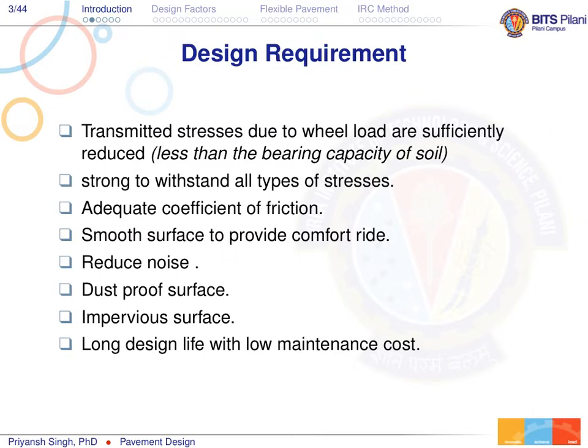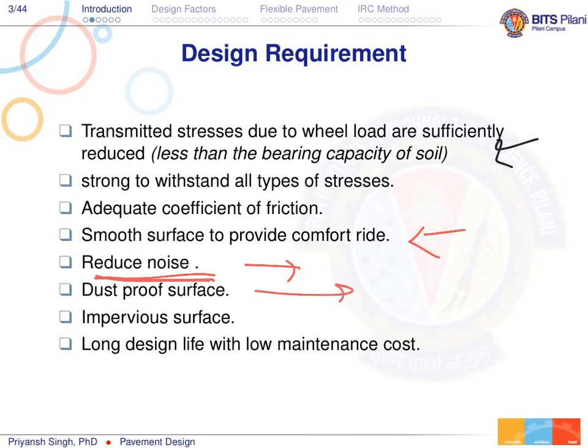Let's see what the different design requirements for a flexible pavement are. The first main requirement is that the load coming from the wheel should be reduced such that it comes lower than the bearing capacity of the soil before reaching the subgrade. It should be strong to withstand all types of stresses. Adequate coefficient of friction should be there. A smooth surface to provide a comfortable ride should be there. There should be less noise. These criteria are more relevant for a rigid pavement as compared to the flexible pavement.